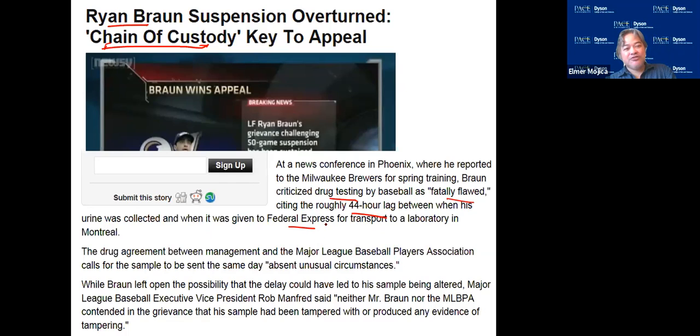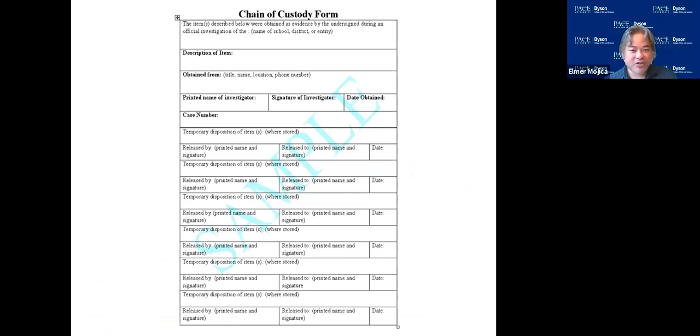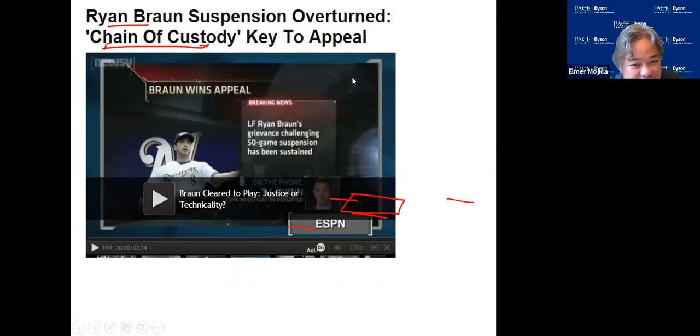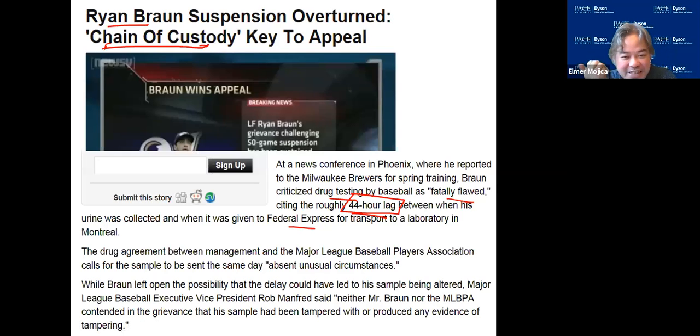So how do you think they were able to know that 44-hour lag? It has something to do with the chain of custody. Because if you look here, there's always this one. That's why if there are some missing entries in between, you can question that. And he was able to win his appeal. But the second time he tested positive for using PED, he was suspended by baseball.